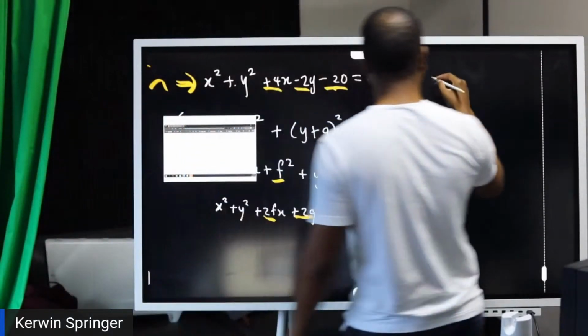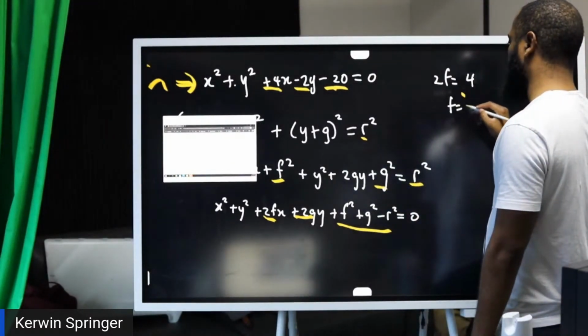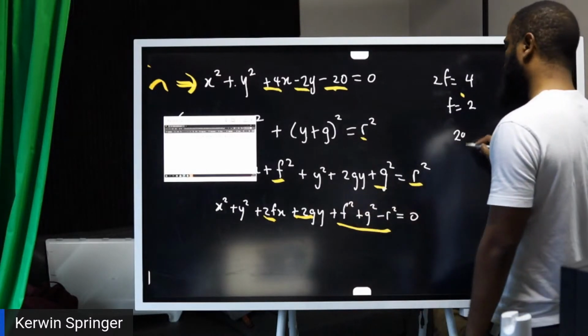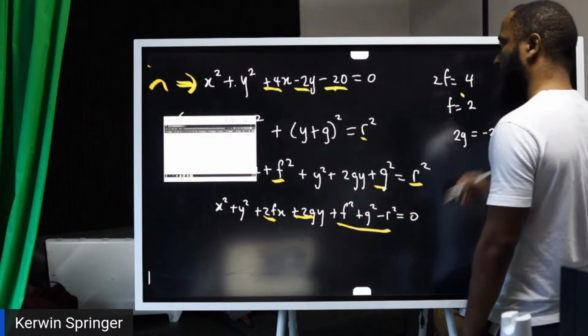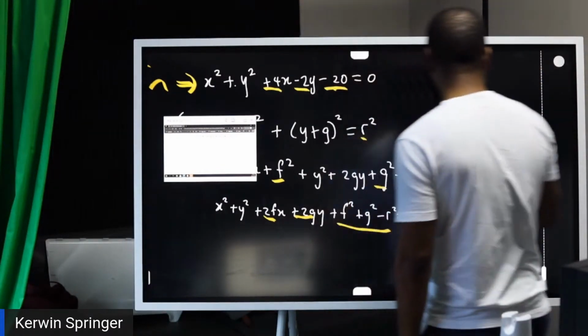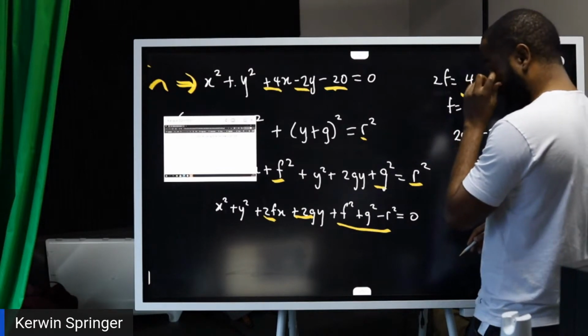So 2f is equal to 4, so f is equal to 2. And 2g is equal to negative 2, when I'm just comparing. Did they give us a minus? Yes, so g is equal to negative 1. Do you agree with that?